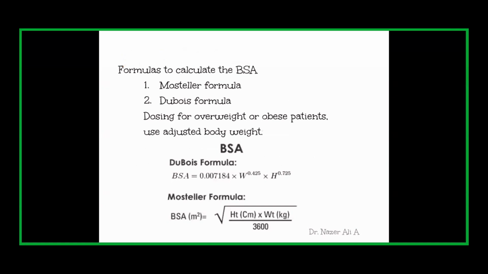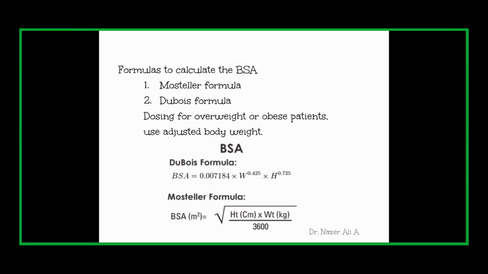So how to calculate the body surface area? We have various formulas, but the one we are clinically using is the Mosteller formula: the square root of height in centimeters times weight in kg divided by 3600. This is what we use clinically. Another formula is the Du Bois formula. Body surface area up to 2 meters square is acceptable.